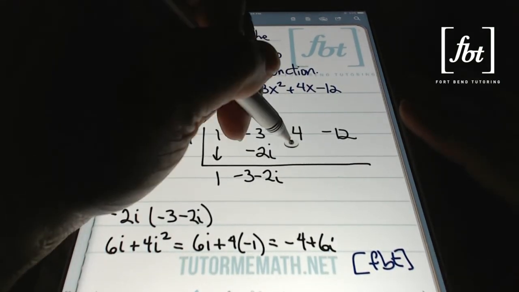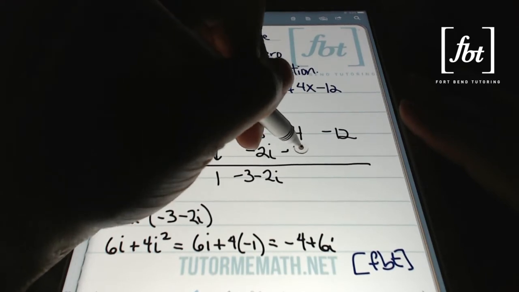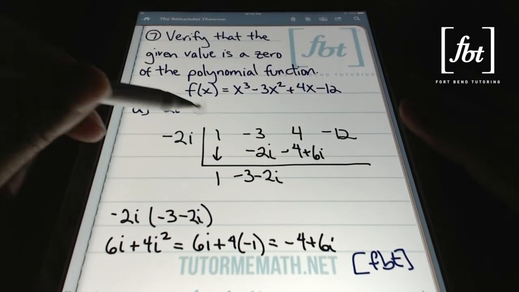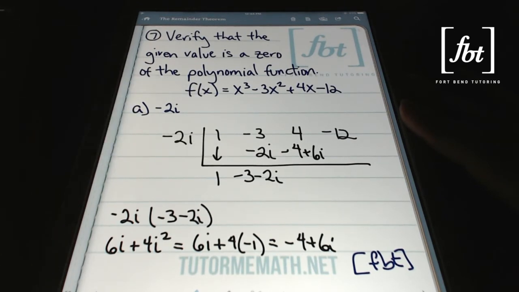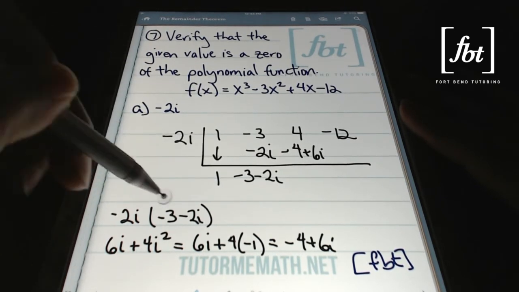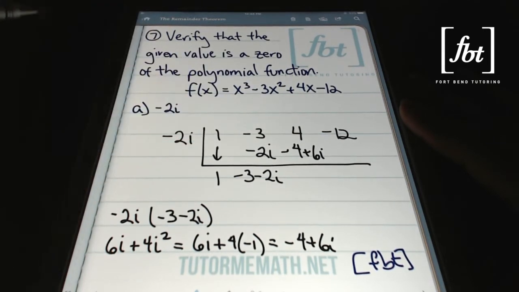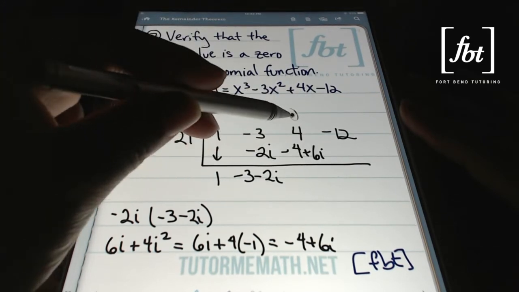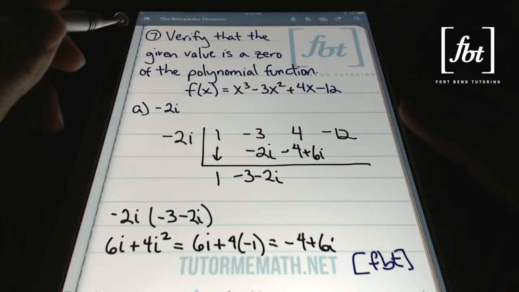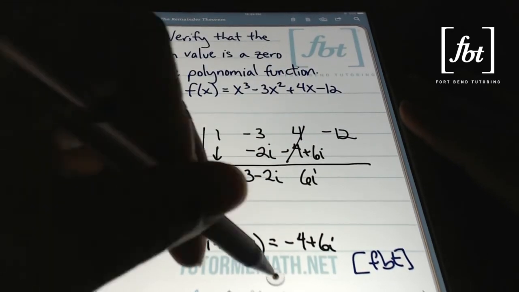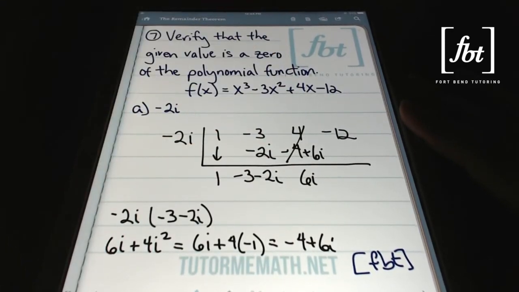So that's what I'm going to be bringing down here as our product from multiplying negative 2i and negative 3 minus 2i. So we're multiplying the complex numbers here to get a product of negative 4 plus 6i. Now when we combine these terms together, the 4 and the negative 4 plus 6i, the 4's will cancel out, right? So I'll be bringing down 6i as a result.